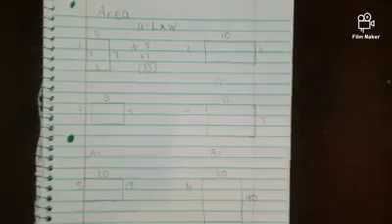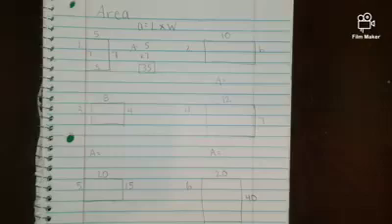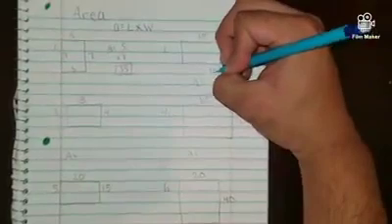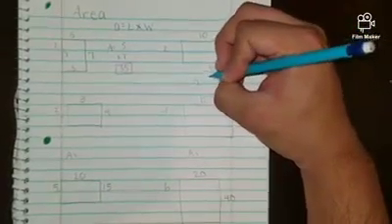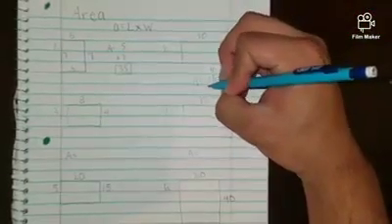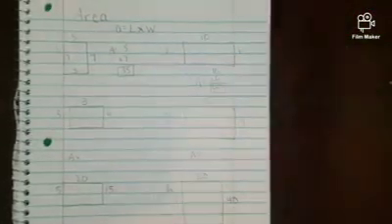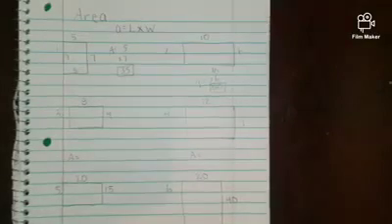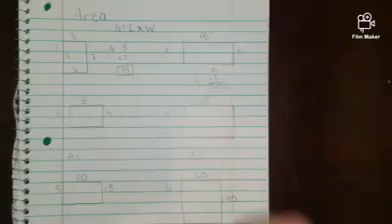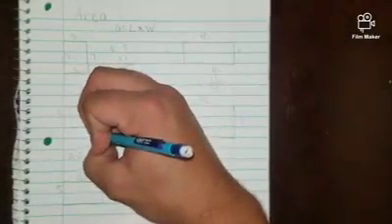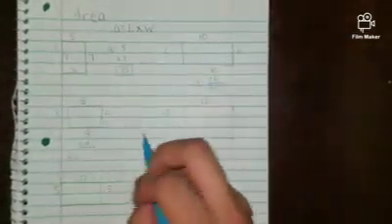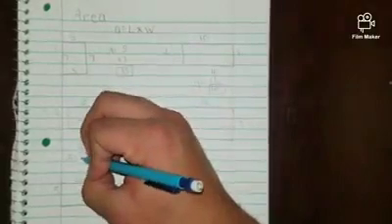For the next one, we have 10 and 6 on a side. To find the area, we take our two sides, 10 and 6, and multiply them together, which gives us 60. For our next one, we have 8 and 4. We multiply them together because there are two sides, and we get 32.